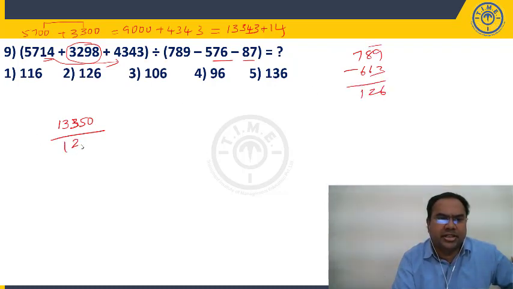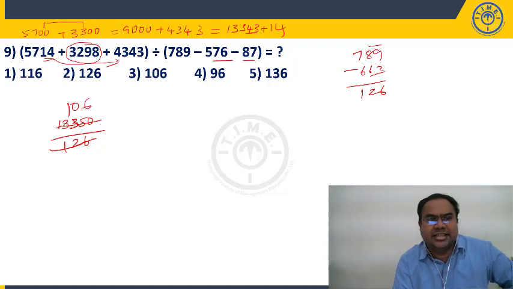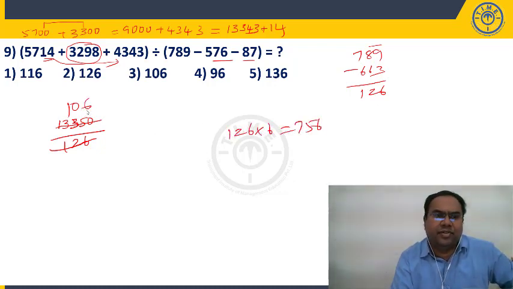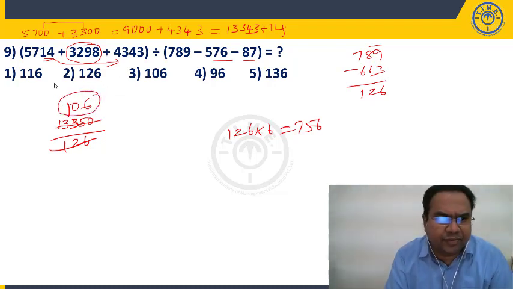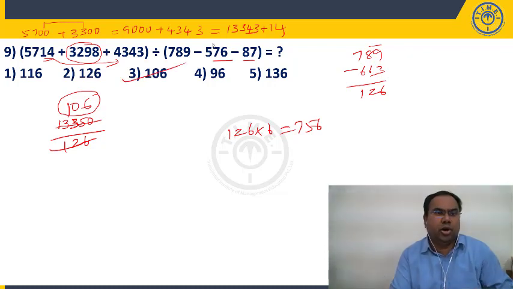So divided by 126. 126 ones are 126, 7 left here. If I keep 0 here, 750. 126 into 6 is 756. We have 750, so my answer should be 106 or slightly less than 106. Among the given options, I can say option 3 should be my answer. You got this point, right?